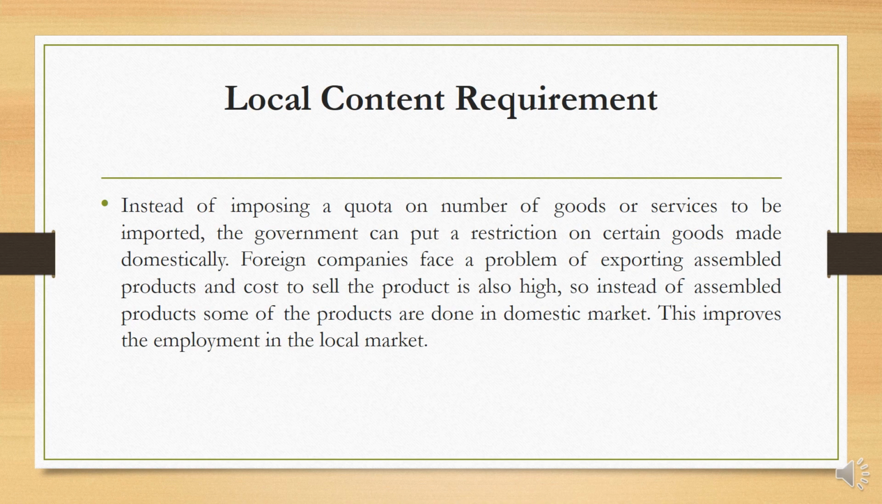Local content requirement. Instead of imposing a quota on the number of goods or services to be imported, the government can put a restriction on certain goods to be made domestically. Foreign companies face a problem exporting assembled products, and the cost to sell the product is also high. So instead of assembled products, some of the products are made in the domestic market. This improves employment in the local market.